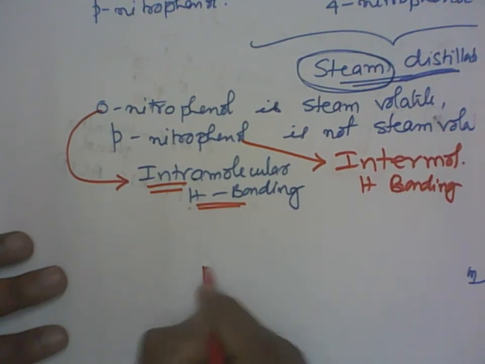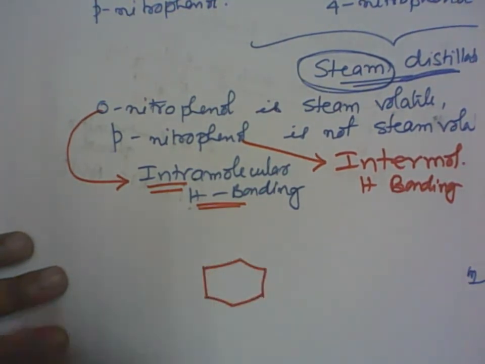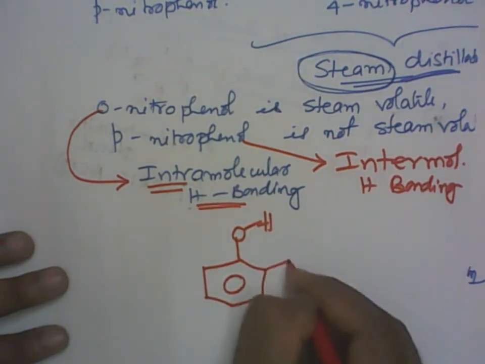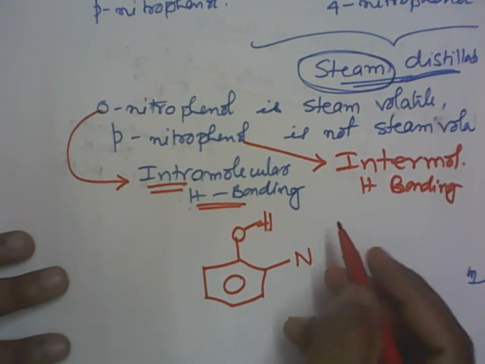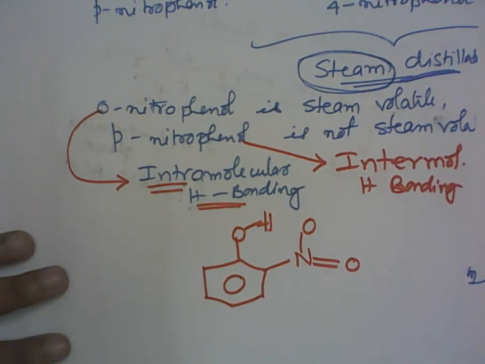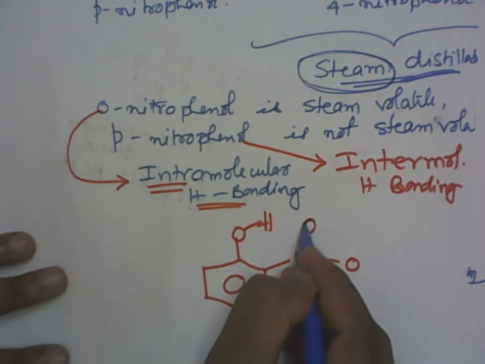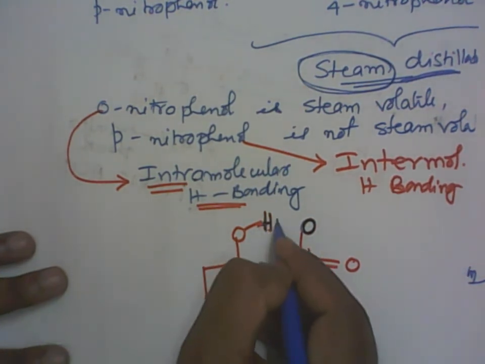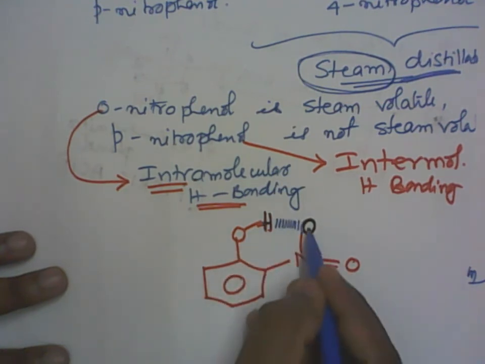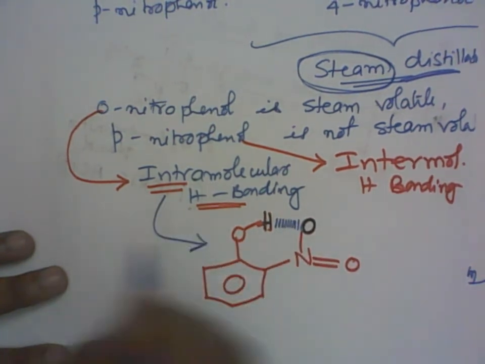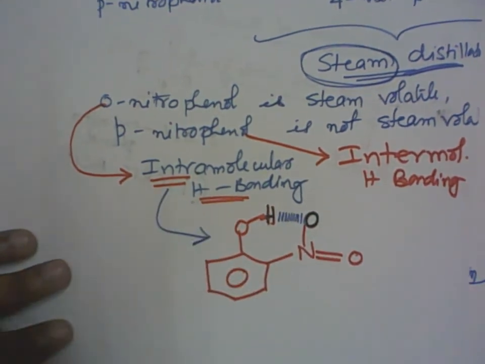So let me draw the structure for the first one, orthonitrophenol. Benzene ring attached to the OH. Then attach the nitro group at the ortho position, so we have oxygen, then a double bond. Now see here, between hydrogen and oxygen, oxygen is electronegative, hydrogen is electropositive. There exists hydrogen bonding, an interaction. Oxygen is more electronegative and attracts the hydrogen within the molecule. This is known as intramolecular hydrogen bonding, and this exists in orthonitrophenol.